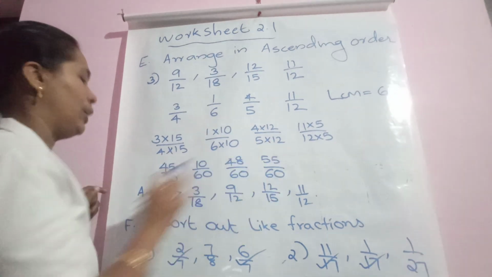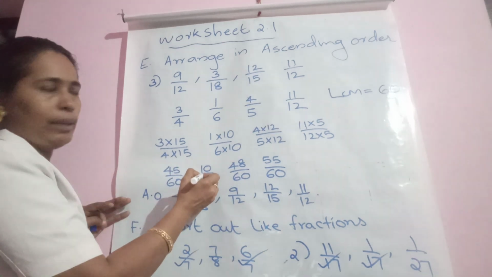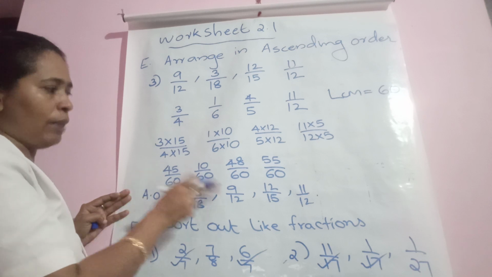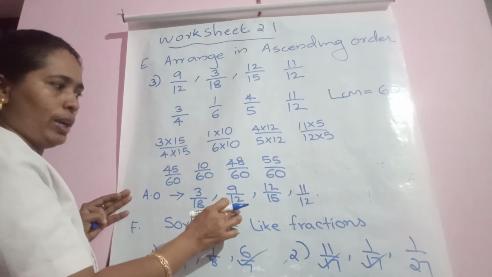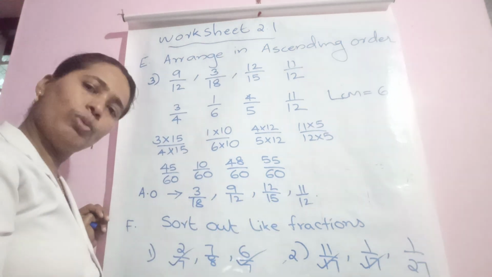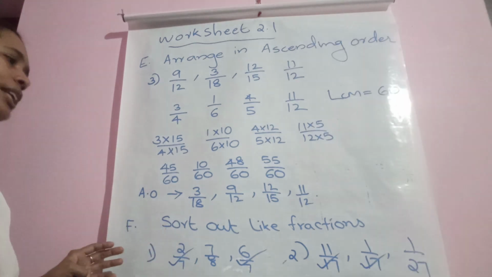And it is very easy to write in ascending order, small to big. So first one is 10 by 60, that is our 3 by 18. And our second fraction is 45 by 60 or it is 9 by 12. Then thirdly 12 by 15. And last 11 by 12. That is the way.